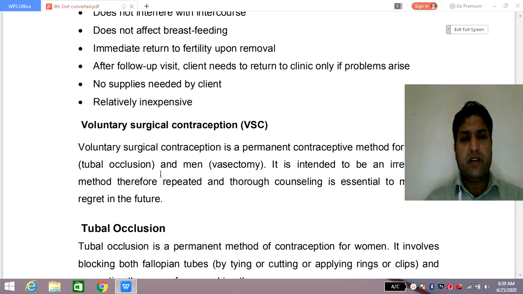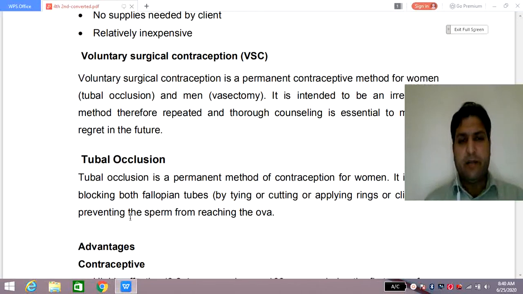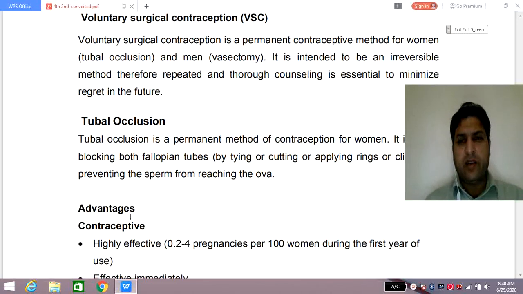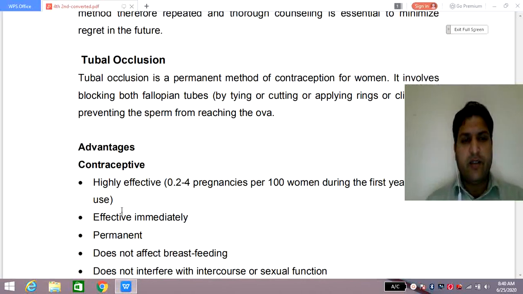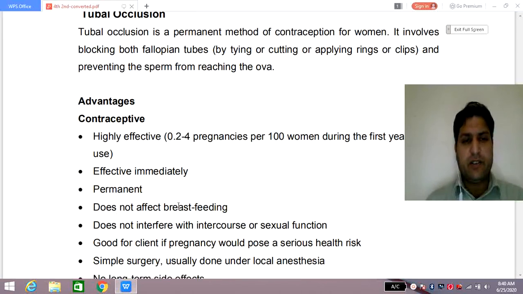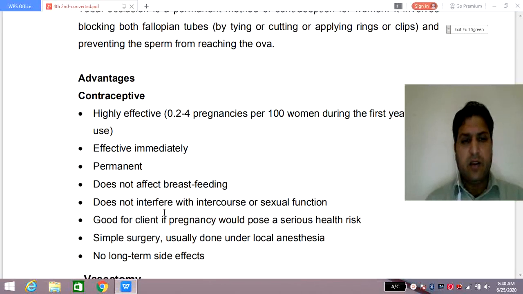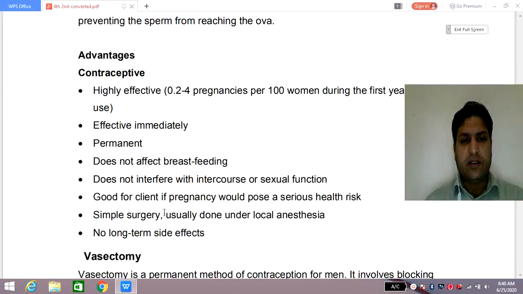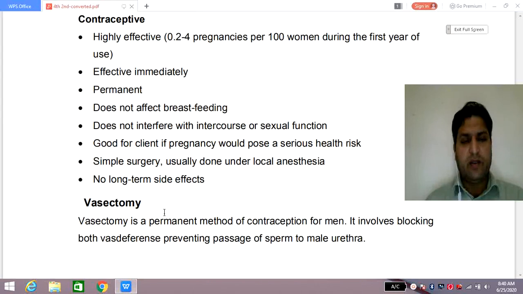So vasectomy basically involves a minor surgery, both for the male and female candidate. In the male candidate it is known as vasectomy, in the female candidate it is known as tubal occlusion or tubal ligation. In tubal occlusion, a clip is applied, and we apply rings or clips on the particular part, and this prevents the sperm from reaching toward the ova. It is highly effective immediately, permanent, doesn't affect the breastfeeding mechanism, good for the client, no long-term side effects, but it is an irreversible approach.